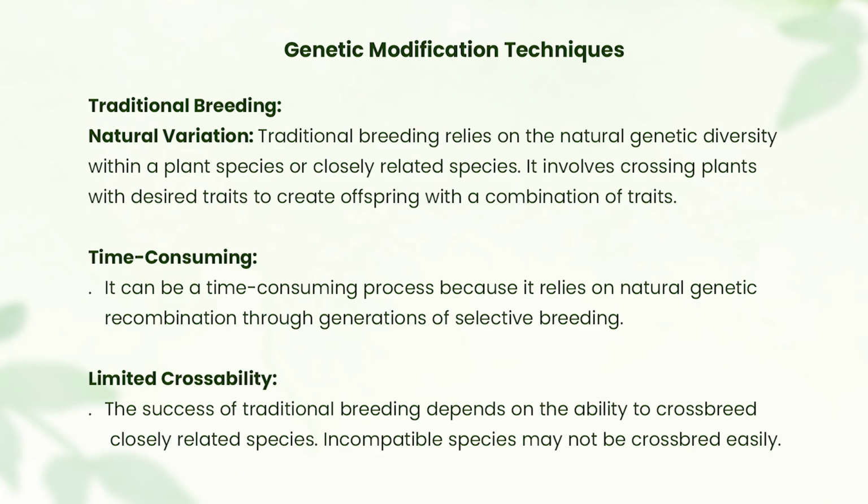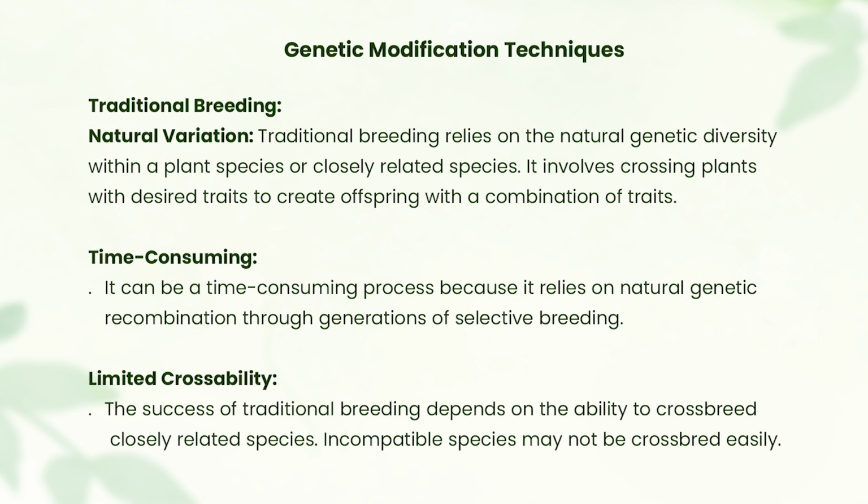Now, the techniques of genetic modification. There are two techniques, the traditional technique and the advanced technique. In traditional breeding, traditional breeding relies on natural genetic diversity within a plant species or closely related species. It involves crossing plants with desired traits to create offspring with a combination of traits. It is time consuming.